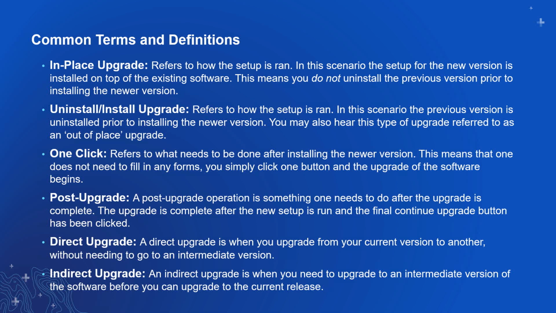We also have direct upgrade, and this is when you upgrade from your current version to another without going to an intermediate version first. So a direct upgrade could be, say, from 10.6 directly to 10.7.1, where an intermediate would be you first upgrade to 10.6.1 and then 10.7 and then 10.7.1. And that would also be known as an indirect upgrade.